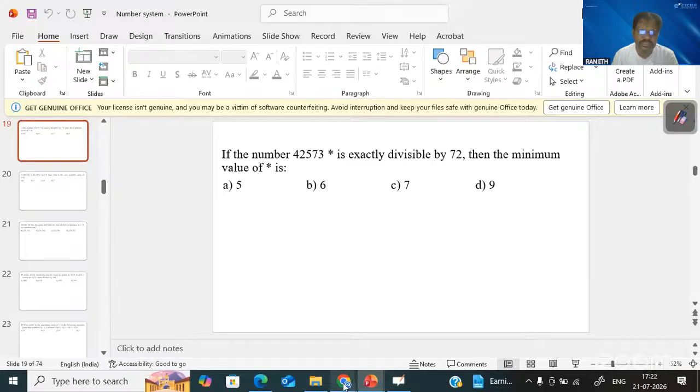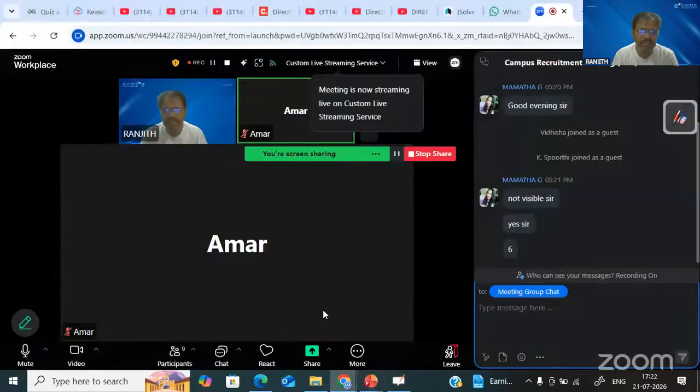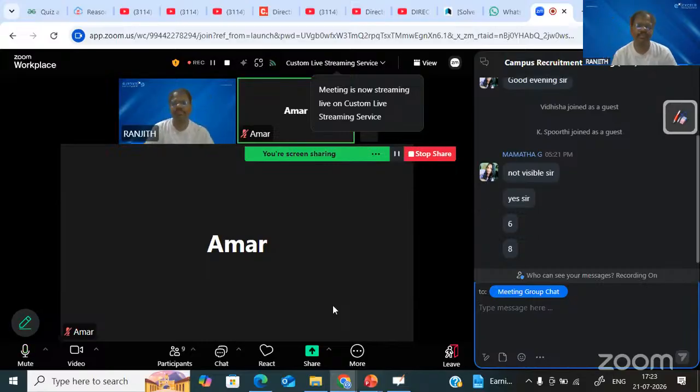First of all, what is the divisibility rule for 72? Anyone? Divisibility rule for 72. If all the options are even numbers, what is the method we need to find out? So what is the divisibility rule for 72? It is 8 and 9. Divisibility rule for 72 will be equal to 8 and 9. Okay. Next.